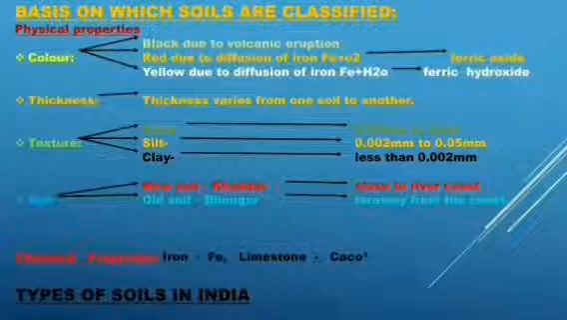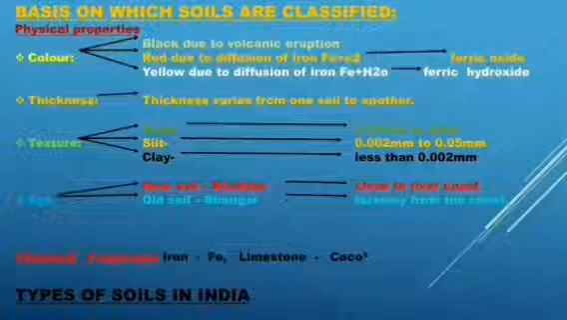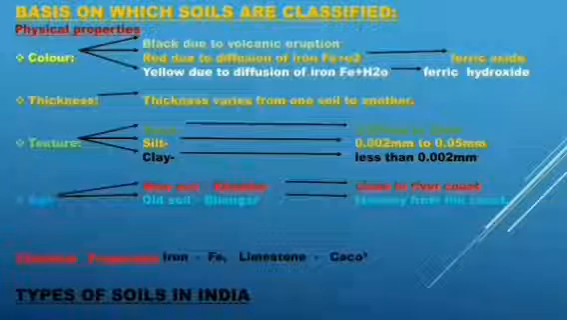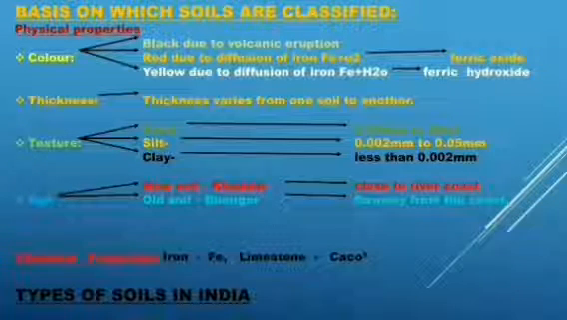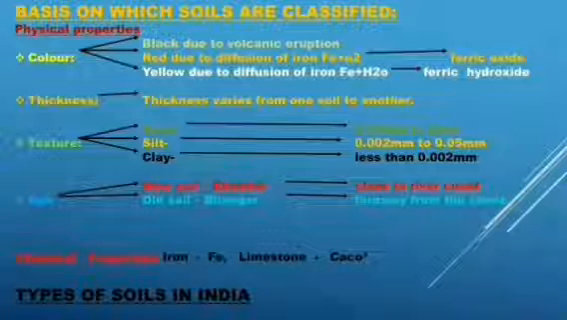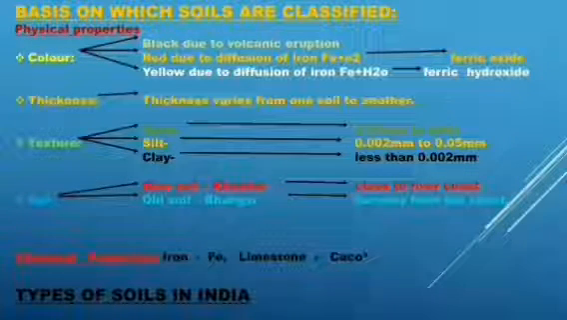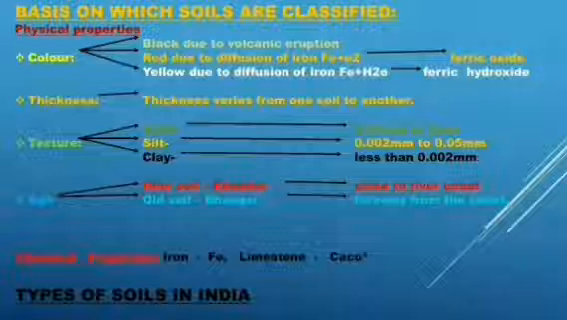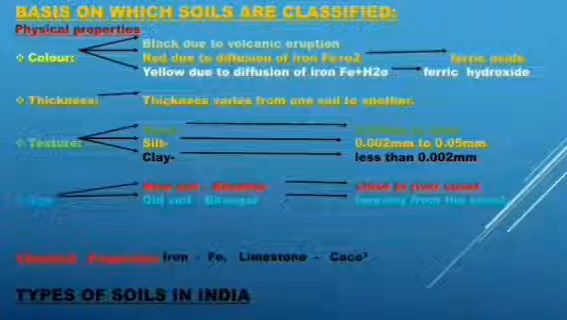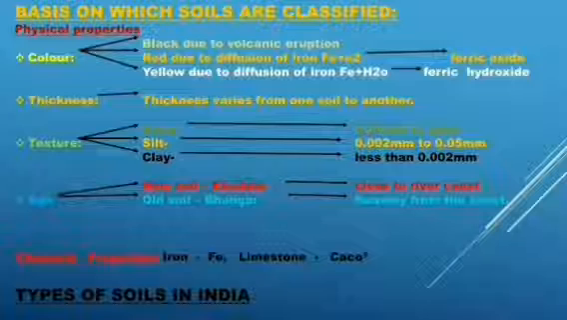These were the bases or physical properties. Physically, we can see the color, the thickness, and the grain size of a soil, and we can check the age, whether it is new soil or old soil.